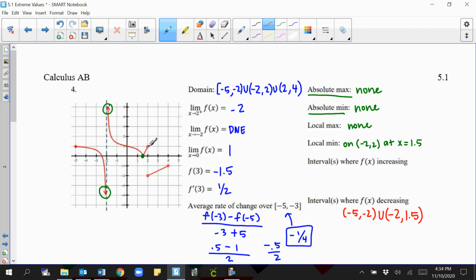And then at 1.5, it increases until we get to 2. So I'm going to come up here to where it says increasing, and I'm going to do 1.5 to 2. And this line segment is also increasing, so I'm going to do a union, 2 to the end of my graph, 4.